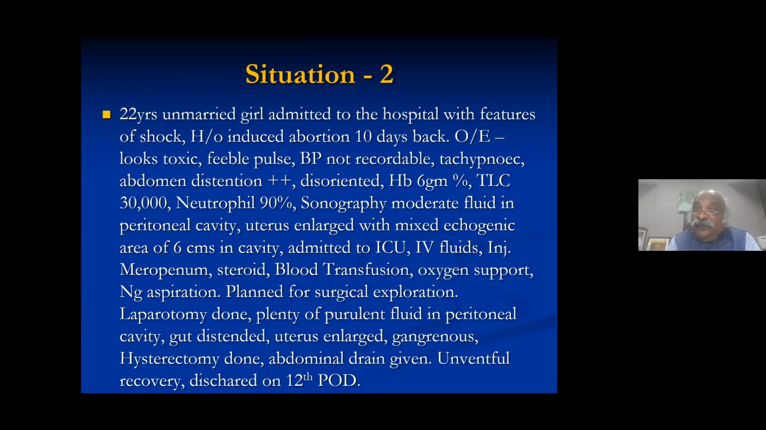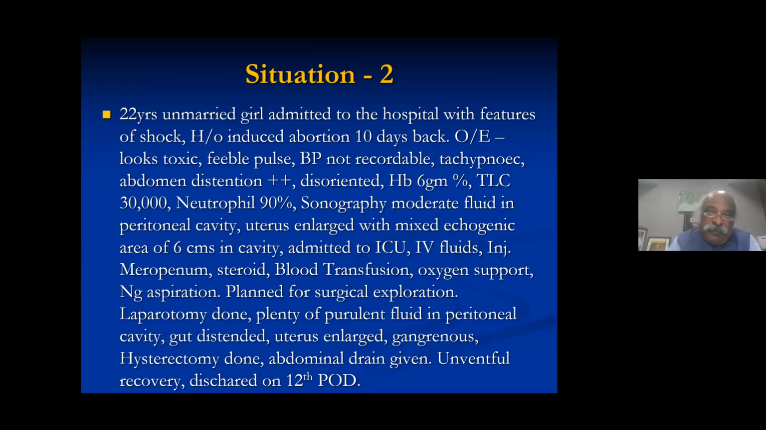She looked toxic, with feeble pulse, BP not recordable, tachypneic, abdominal distension, disoriented. Hemoglobin was 6 gram percent, TLC was 30,000, neutrophils 90%. Sonography showed moderate fluid collection in the peritoneal cavity. The uterus was enlarged with a mixed echogenic area of 6 centimeters in the cavity. She was admitted to ICU.